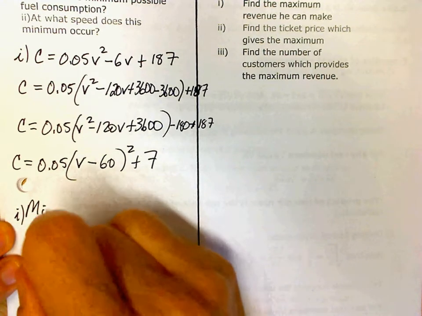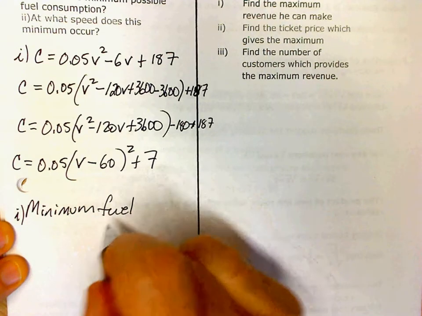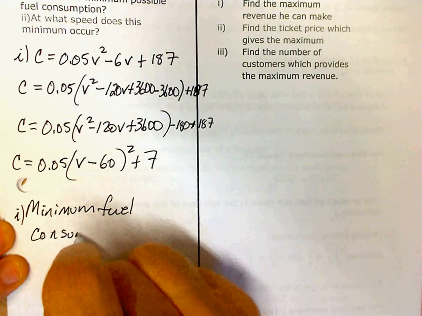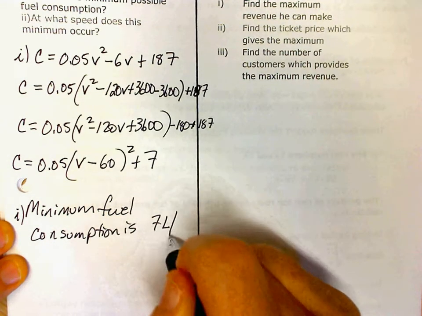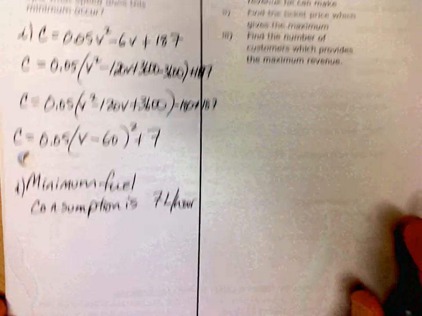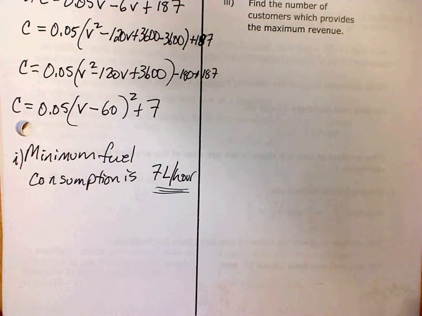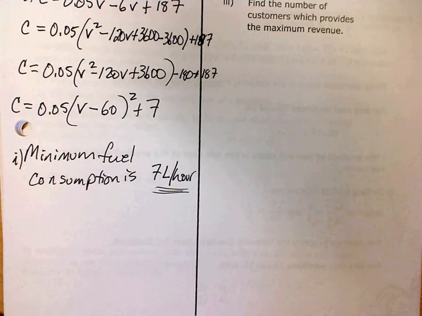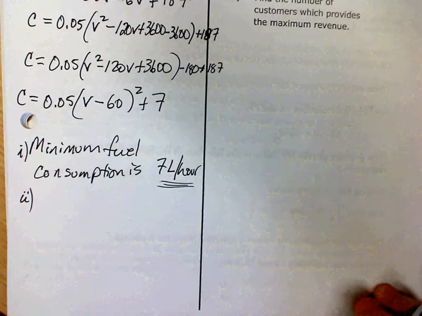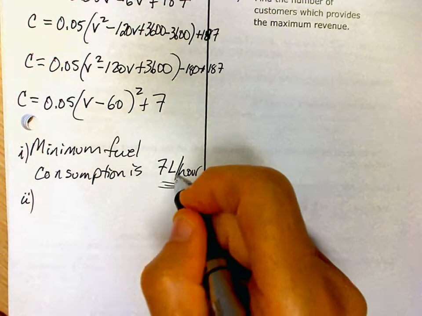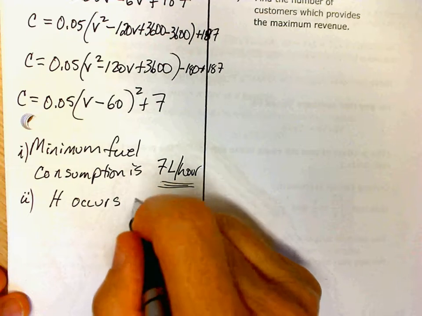The minimum fuel consumption is 7 liters per hour, right? Units are important, because otherwise it doesn't make sense. It could be gallons per hour, liters per hour, unless you tell the reader, they don't know. And at what speed does this minimum occur? It occurs at 60 km per hour.